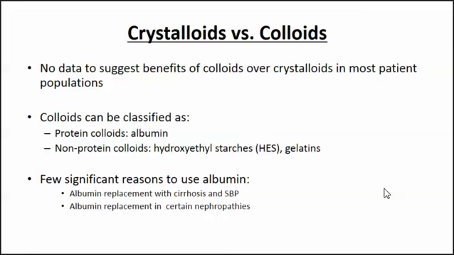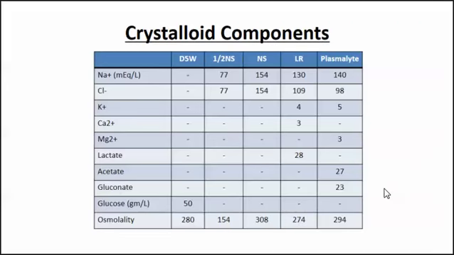So recognize that if someone says albumin is bad, they're probably not being entirely truthful, or they're saying it only in terms of resuscitation. But of all the different crystalloid components, there's D5W, half normal saline, LR, and Plasma-Lyte. And there are a few others as well. These are the most common, and their overall electrolyte compositions.